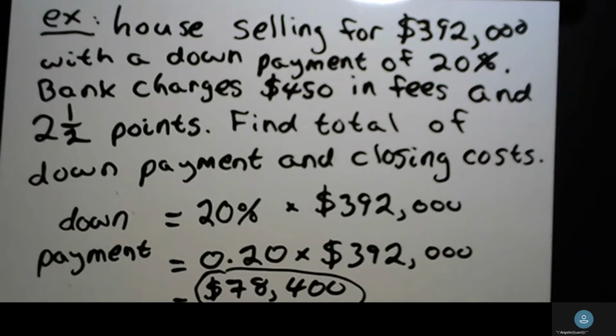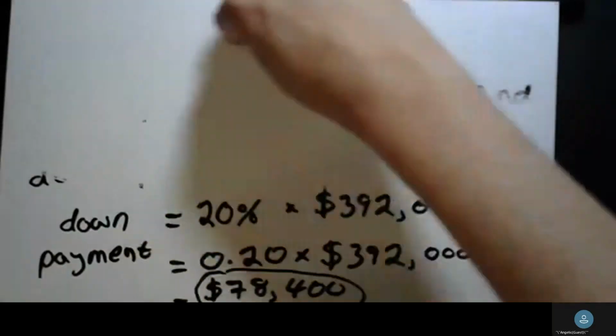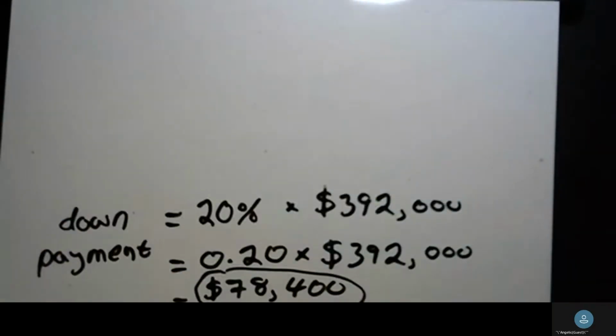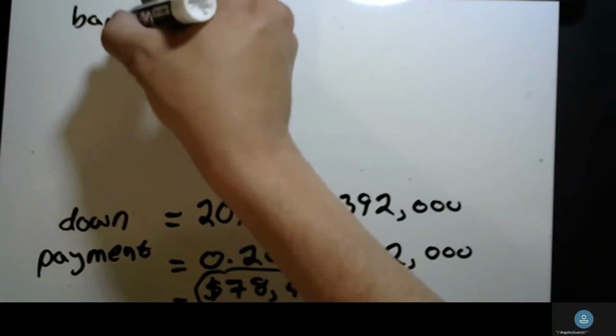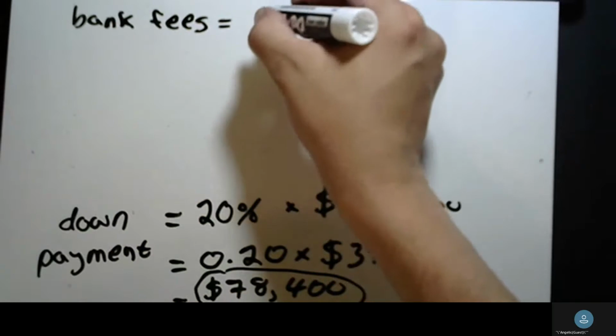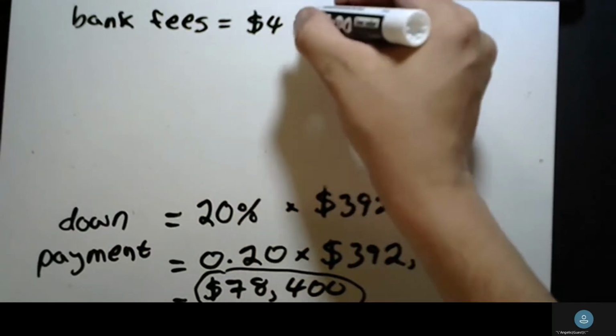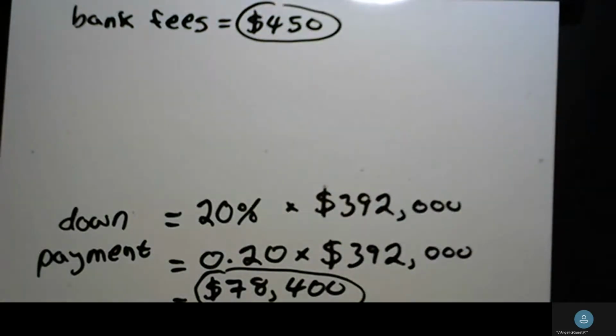Now, we know there's $450 in fees. Is it 78,400? Correct. Okay. So the bank fees is 450. Now we need to deal with the points.